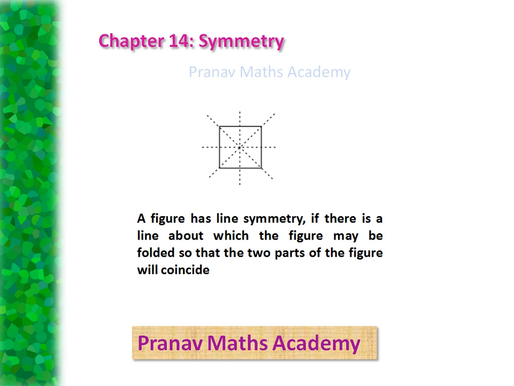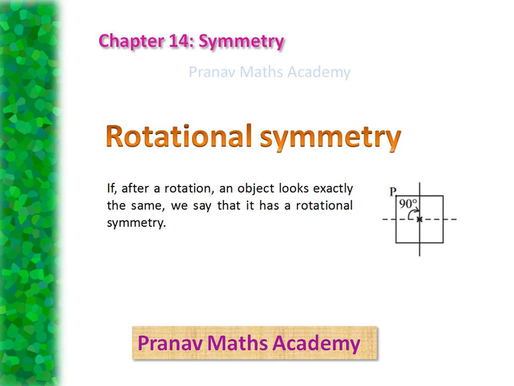14th chapter, Symmetry. A figure has line symmetry if there is a line about which the figure may be folded so that the two parts of the figure will coincide. Rotational symmetry. If after a rotation an object looks exactly the same, we say that it has rotational symmetry.